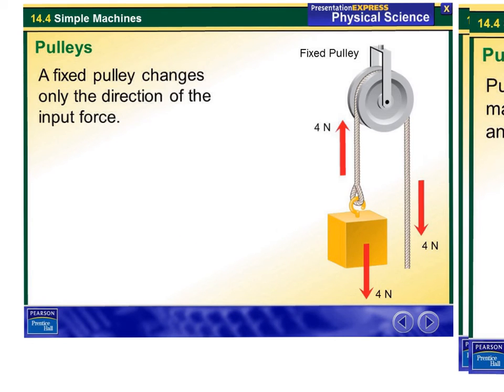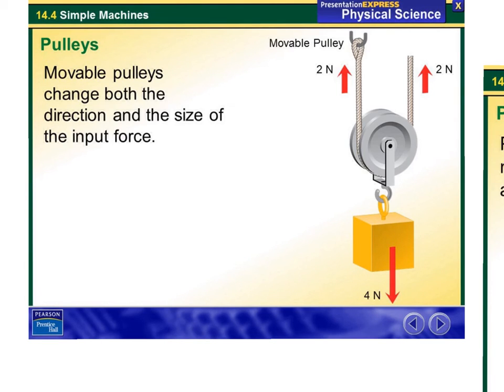Okay, the last simple machine we're going to look at is a pulley. The first pulley that we look at here, you'll notice that it's simply a change of direction, and that my input force is exactly the same as my output force. This next pulley, you'll notice, is different because the pulley itself can actually move freely on this cord. What this does is it actually takes my force and divides it in two, making it much easier to lift something.